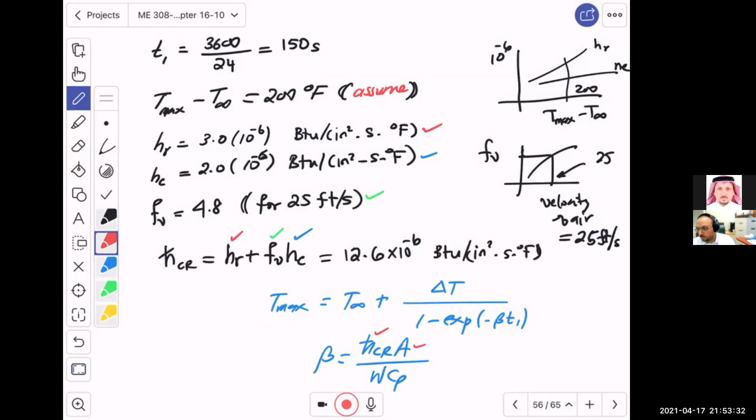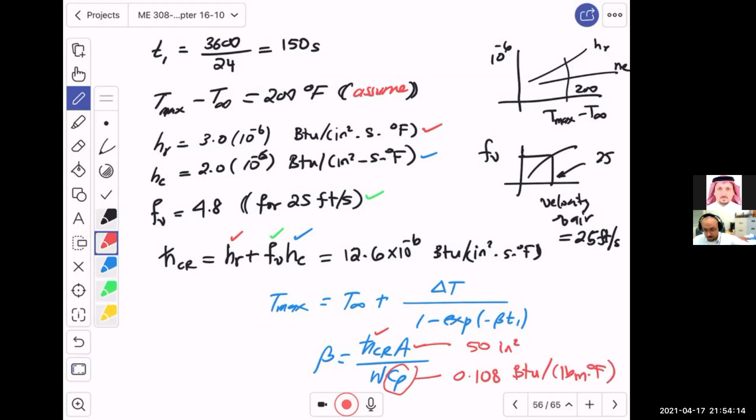What was the area? Was it given to us? Let me see. It was 50. Yes, the brake has a surface area of 50 inch square. And CP was also given to us. In the question, we were told that the specific heat capacity is equal to 0.108 BTU per pound mass degrees Fahrenheit.